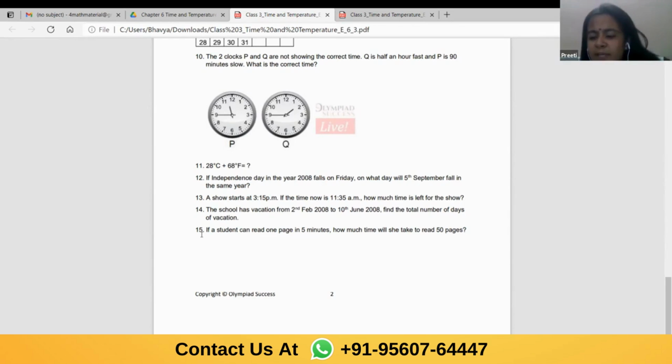Look at question number 15. If a student can read one page in 5 minutes, how much time will she take to read 50 pages? 50 multiplied by 5.